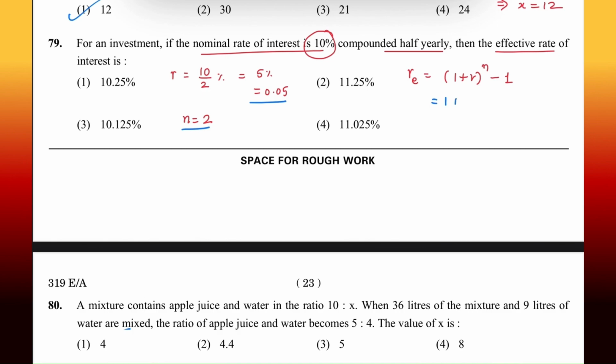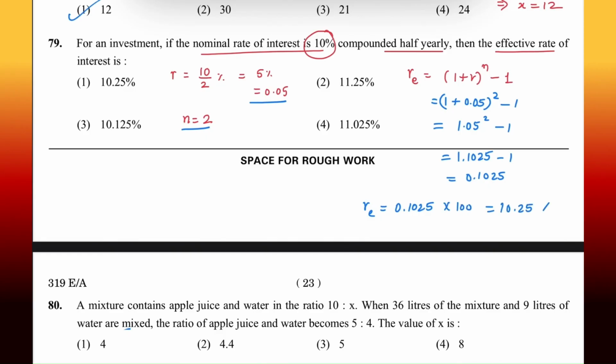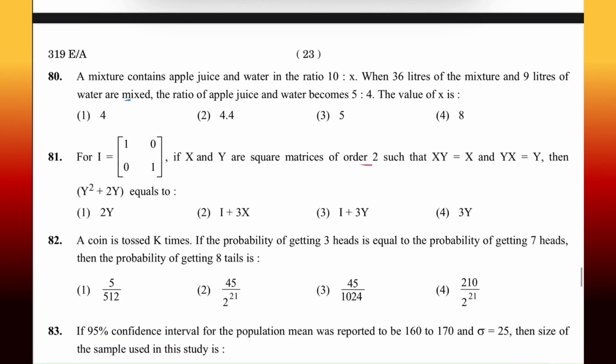So you have the value of R and n. So you can put it here in the formula. So you get 1 plus 0.05 raised to the power 2 minus 1. Then you get 1.05 square minus 1. And then you have 1.1025 minus 1. And that is 0.1025. So if I convert it into percentage, then I have to multiply by 100. So 0.1025 into 100 gives 10.25%. So option 1 is the correct answer for this question. Next, moving on to question number 80.